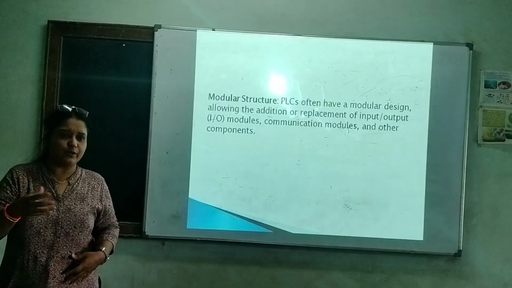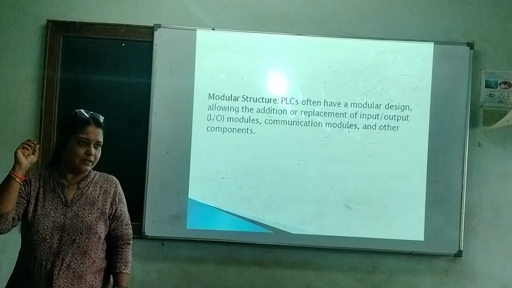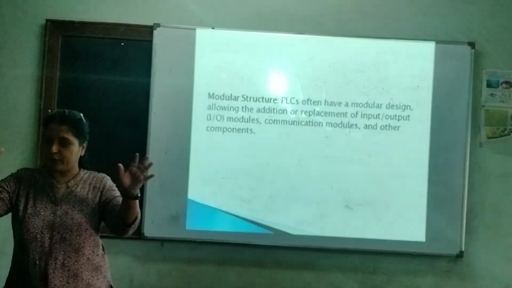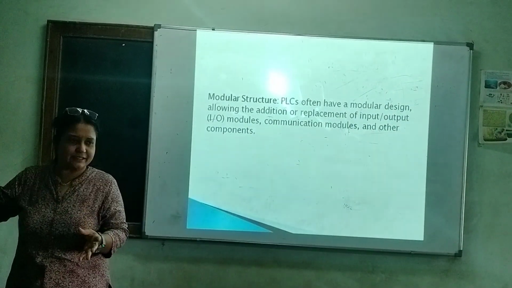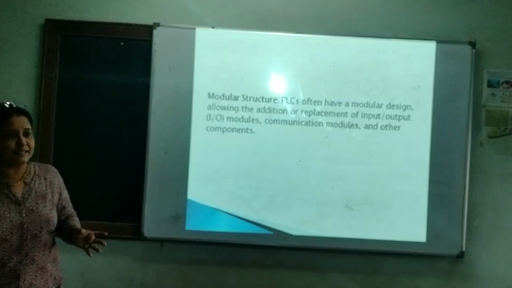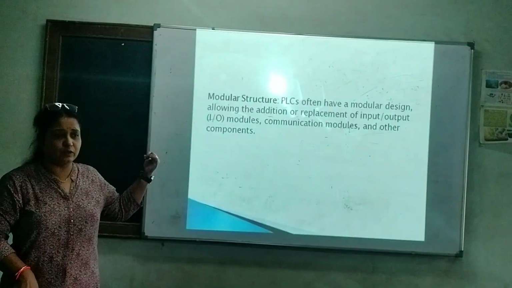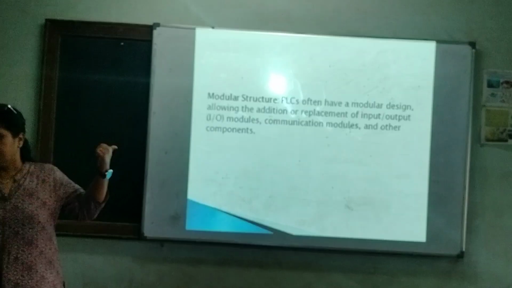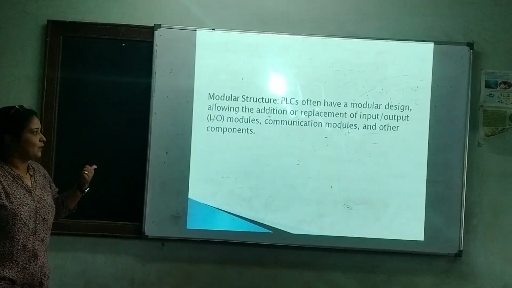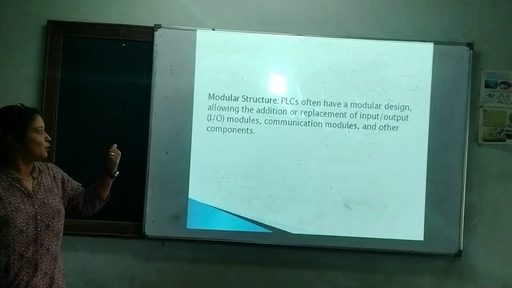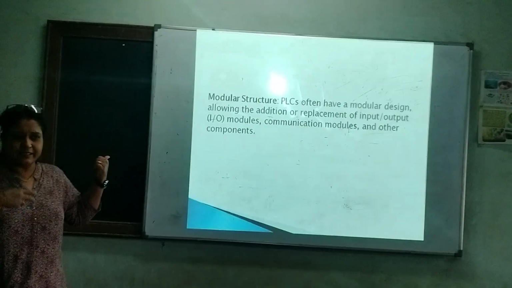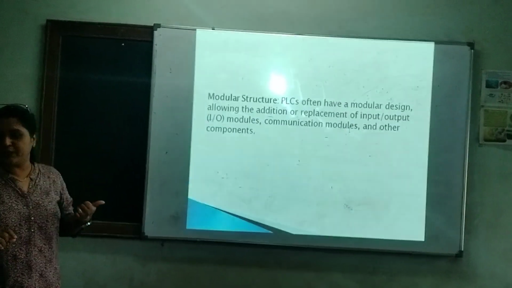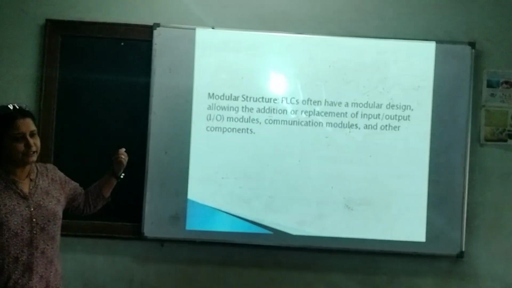In future, if you want to add any device, you can easily add it through that modular design, or if you want to remove any device, you can easily remove it. But if that modular structure is not there, and continuously those devices are connected, what will happen? Handling of those devices and adding or removing a device is difficult there. But in the PLC, the structure is modular here. Correct? Therefore, the benefit is what? Allowing the addition or replacement of the input/output modules. We can add the input/output modules, we can remove them, and also the communication modules and other components very easily due to its modular structure here.